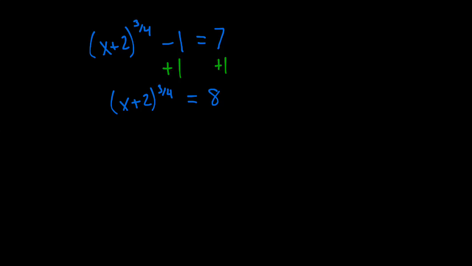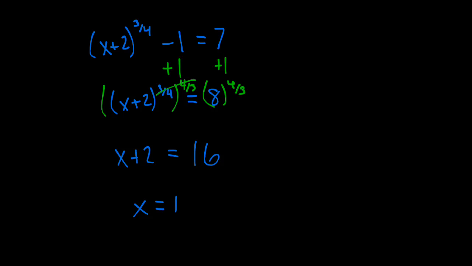To undo that 3/4 power, raise both sides to the 4/3. So those cancel out on the left, and on the left side we're just going to have x plus 2. 8 to the 4/3, so deal with that cube root first. Cube root of 8, again, is 2. To the 4th is 16. I think we just did that in one of the previous examples. So x plus 2 equals 16, minus 2 from both sides, and x equals 14.